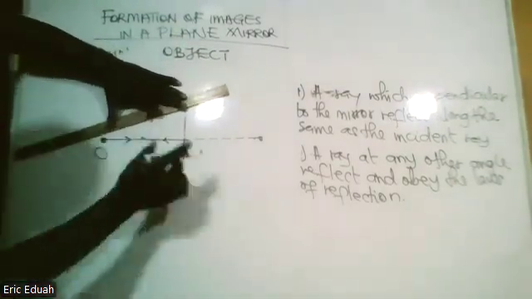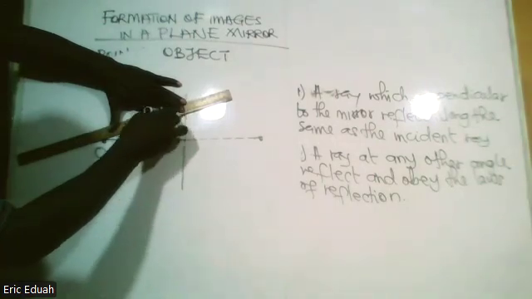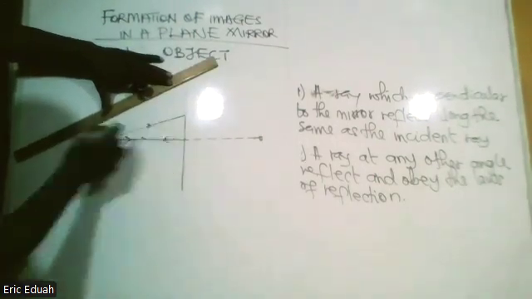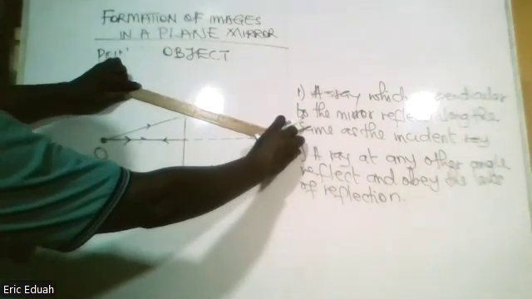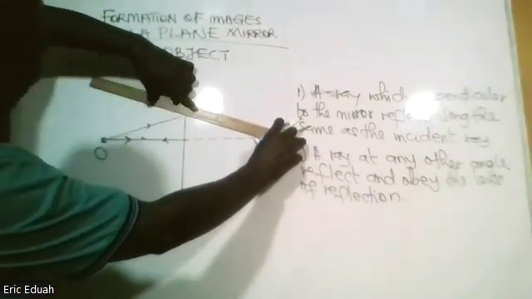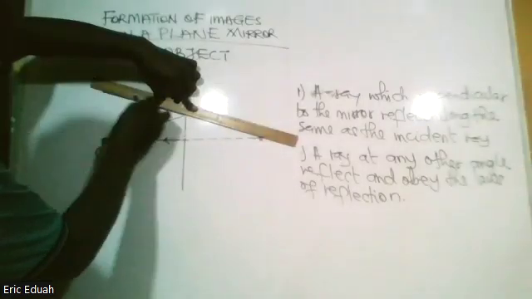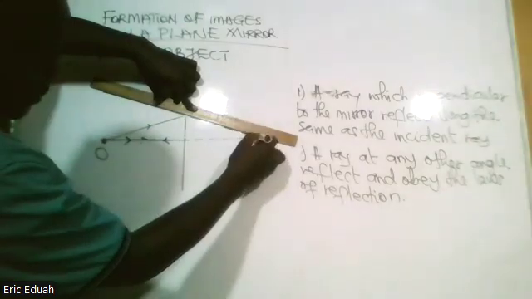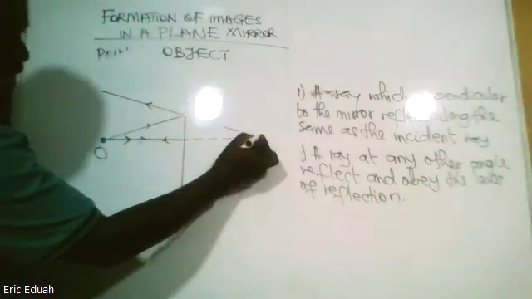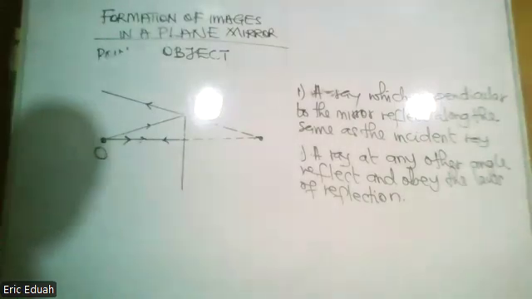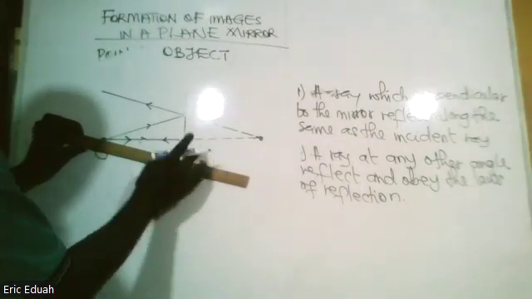Now we apply the other rule, that a ray hitting the mirror at any other angle must reflect and obey the laws of reflection. But the reflected ray must be traced to this point. You don't just draw it. This is the reflected ray, and it must be traced to this point. So even the two rays are giving us the position for the image, but we can also use a third ray, maximum 3. 2 or 3 can be used to describe an image.